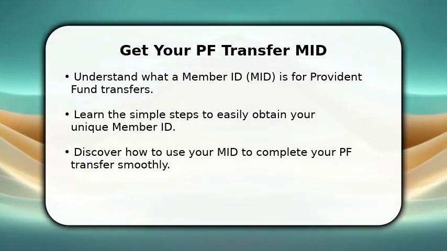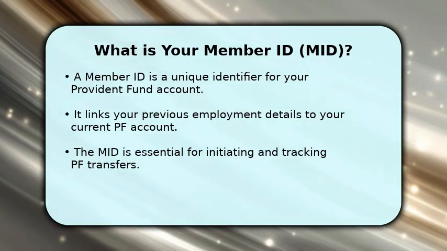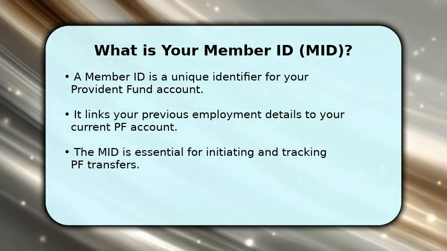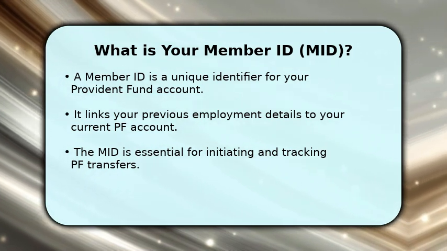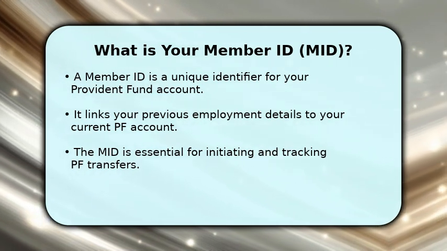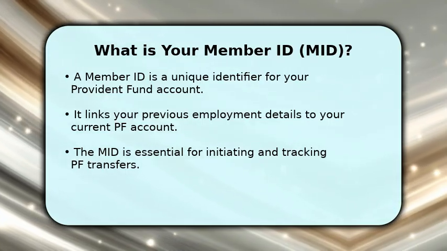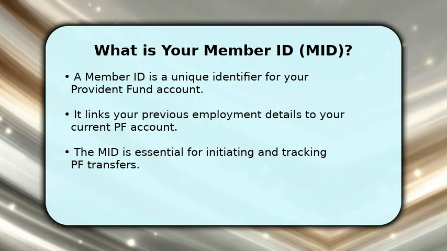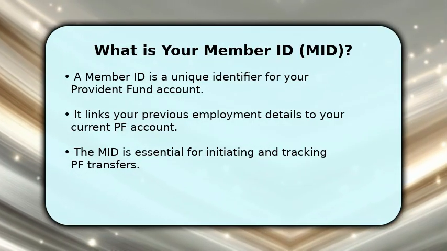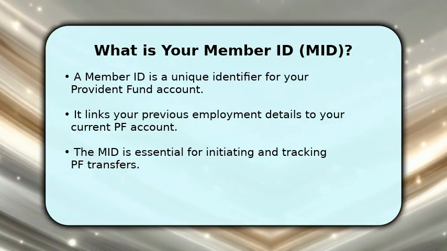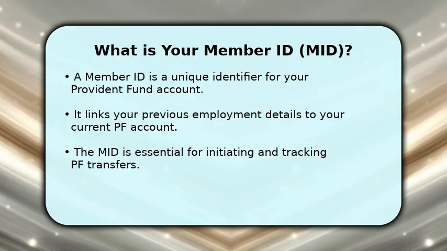Let's get started. Your member ID, or MID, is a crucial alphanumeric code that uniquely identifies your Provident Fund account with a specific employer. Think of it as your personal key for that particular PF contribution period. It helps link your past employment records to your current Provident Fund details, ensuring all your contributions are accurately consolidated. This identifier is absolutely necessary for any intercompany PF transfer.